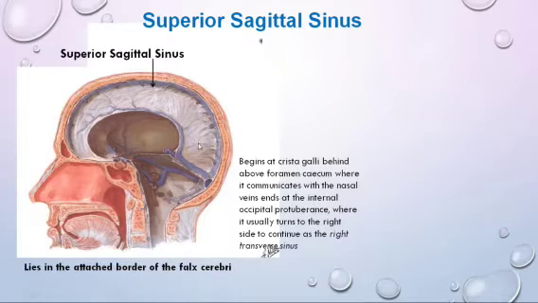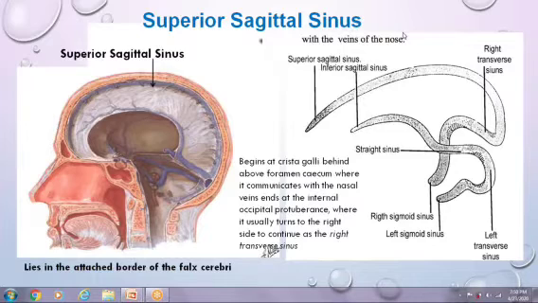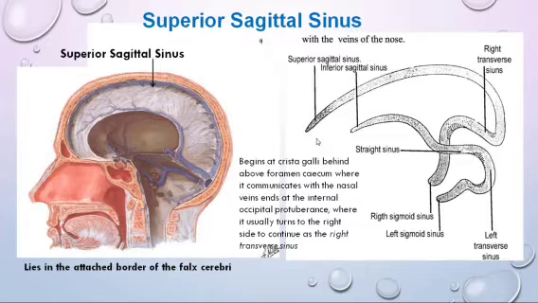So it is present in the attached border of the falx cerebri. It begins at the crista galli and ends at the internal occipital protuberance. At the starting point, it receives nasal veins, and at the end it continues with the right transverse sinus. Clear? Now you can see in this picture that the superior sagittal sinus connects with the right transverse sinus. Both the right and left transverse sinuses connect with the sigmoid sinus. The sigmoid sinus continues as the internal jugular vein, which enters through the jugular foramen and comes out of the skull. Now we'll go on to the next slide.